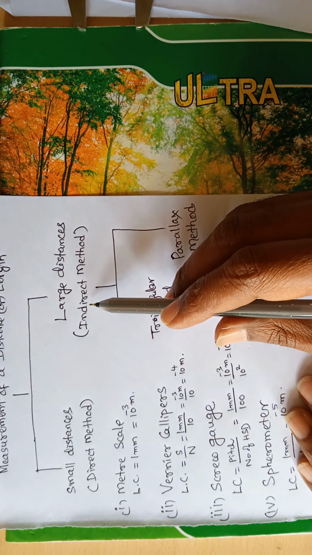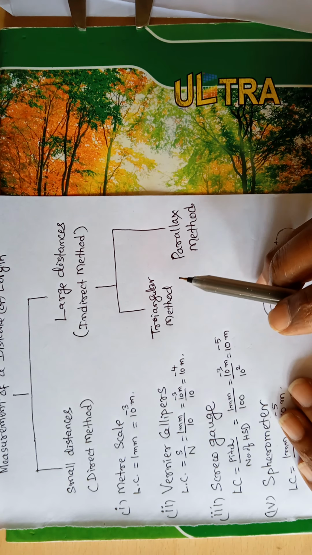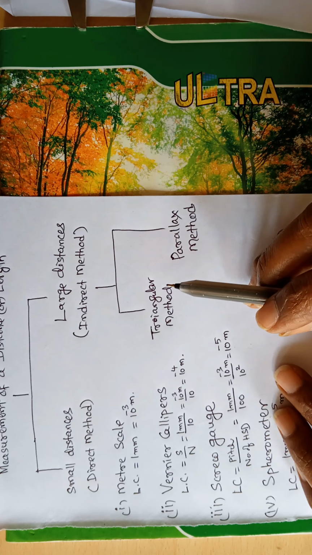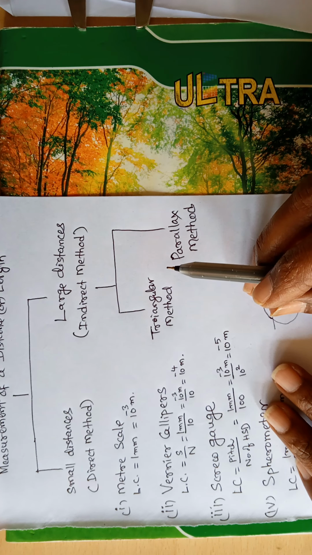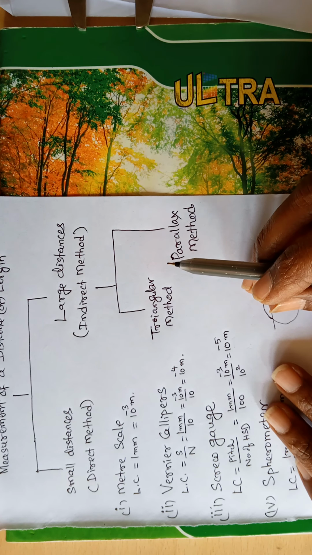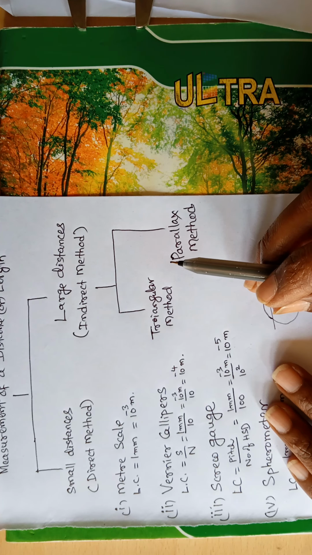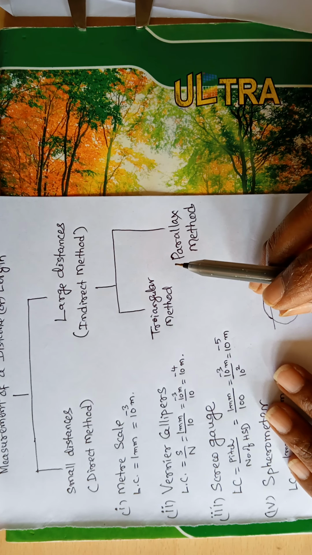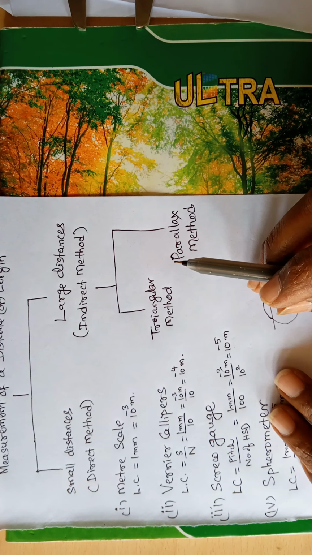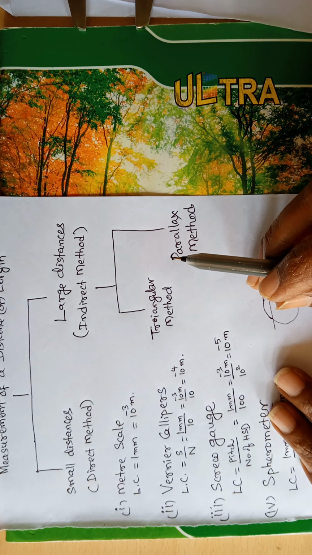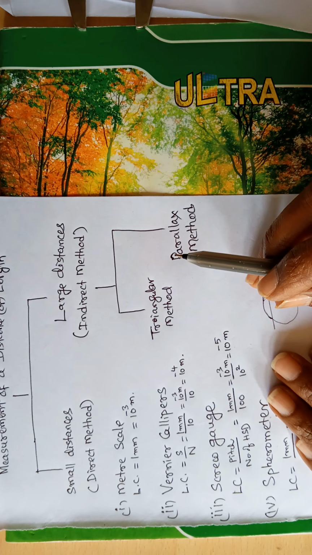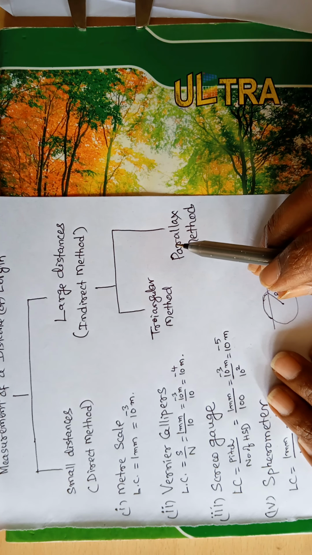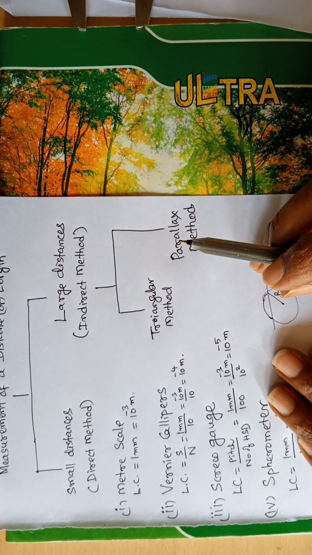I wrote here indirect method, since the distances are very large and direct methods won't work. It becomes very difficult to adopt direct methods. Suppose you have a tape, but sometimes it is still very difficult. Suppose a hill is 2 or 3 kilometers away from you. It is very difficult to measure from you to the foot of the mountain. Without moving from your place, you can measure how far away it is from you and how high it is.